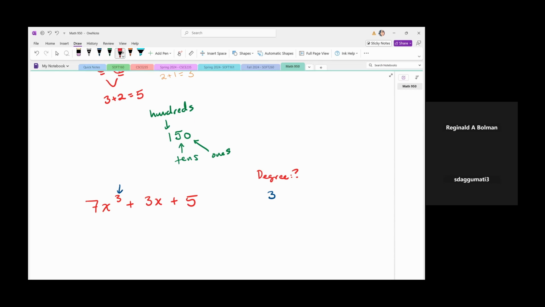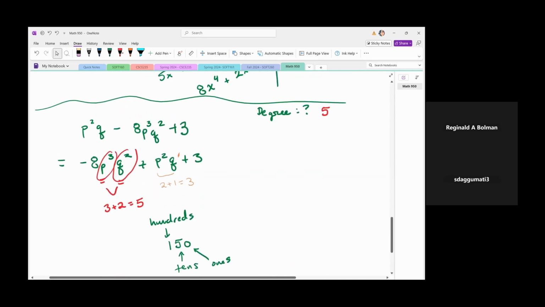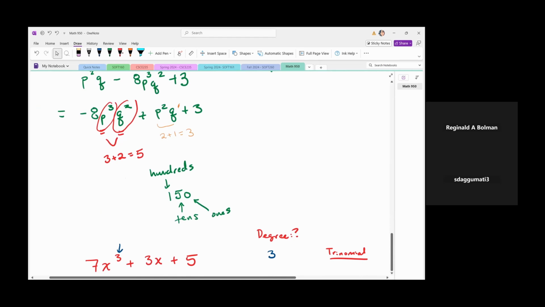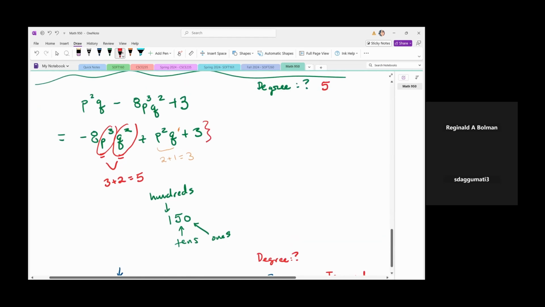If the problem statement asked you whether or not this was a binomial, monomial, or trinomial, you would say that this is indeed a trinomial expression because you have 3 different terms that are all separated by an addition or subtraction operation. Up here, you would similarly, if you were asked whether this particular polynomial was a trinomial, binomial, or monomial, say that I've got 3 different terms that are all being added with one another. So this is indeed a trinomial expression.